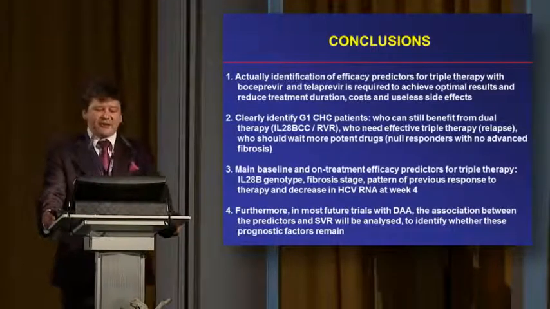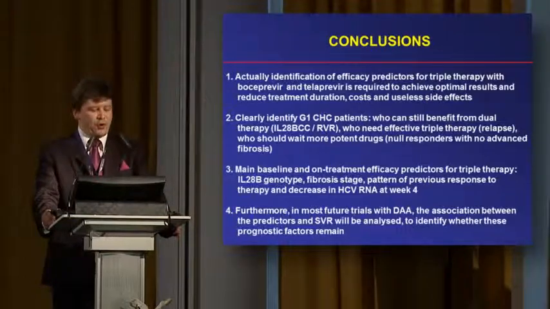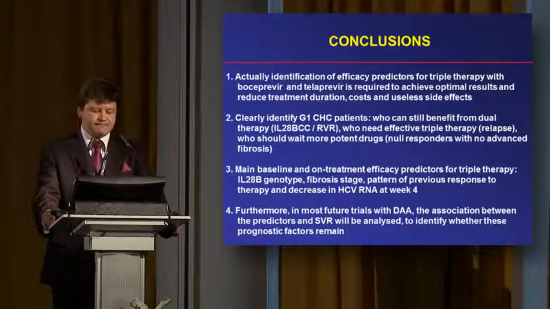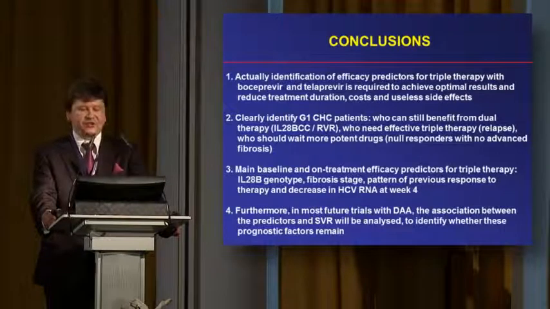The main baseline and on-treatment efficacy predictors for triple therapy are interleukin 28B genotype, fibrosis state, pattern of previous response to therapy, and decrease in HCV RNA at week 4. And furthermore, in most future trials with DAA, the association between the predictors and SVR will be analyzed to identify whether these prognostic factors remain.